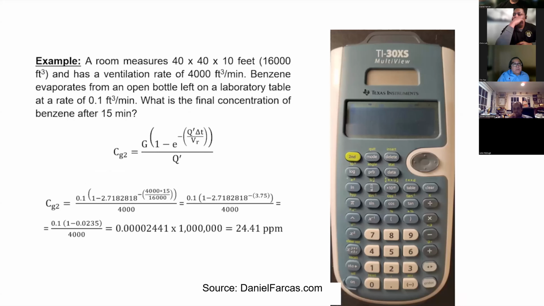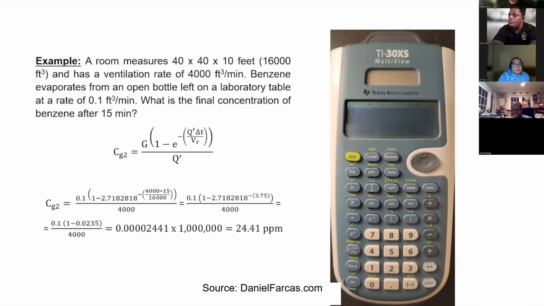For example, a room measures 40 by 40 by 10 feet, which is 16,000 cubic feet, and has a ventilation rate of 4,000 cubic feet per minute. Benzene evaporates from an open bottle left on a laboratory table at a rate of 0.1 cubic feet per minute. What is the final concentration of benzene after 15 minutes?